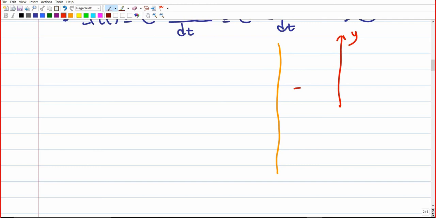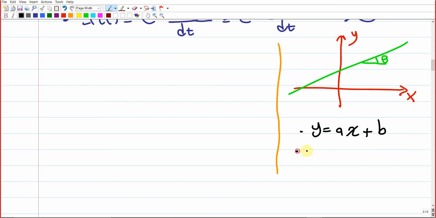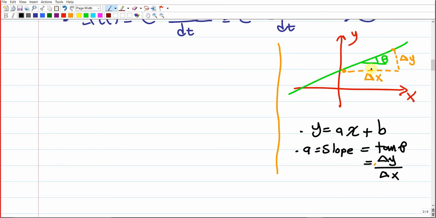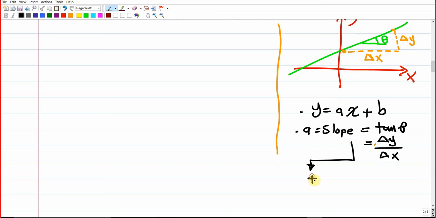Generally, let us assume that this is the y-axis and this is the x-axis, and we have a line as given here. This line will have a slope with an angle theta. The equation of this line, as you remember, is y equals a times x plus b, where a is the slope of the line. The slope of the line is the tangent of the angle theta. To find the tangent of theta, you pick any two points and measure the vertical height as delta y and the horizontal distance as delta x, and the tangent of theta is delta y over delta x. This is simply how we define the slope of a line. And you should remember that this slope can be either positive or negative.